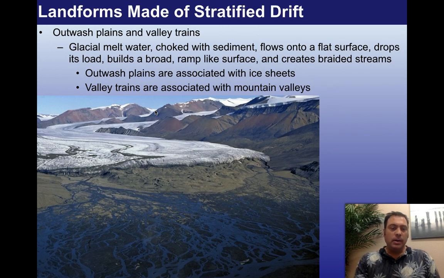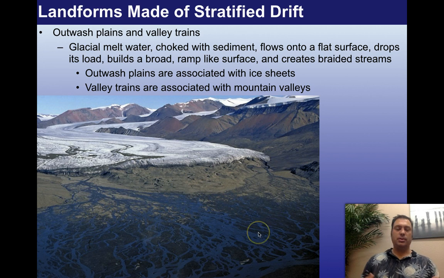All right. So here we see a beautiful glacier, actually two glaciers. There's a medial moraine. Here's a terminus. So we have a nice moraine piled up here. But that water comes through and it melts. And as it melts, it takes rocks and stuff with it, and it washes out. So glacial meltwater choked with sediment flows onto a flat surface, drops its load, builds up a broad ramp-like surface, and creates braided streams. So here we see beautiful braided streams.